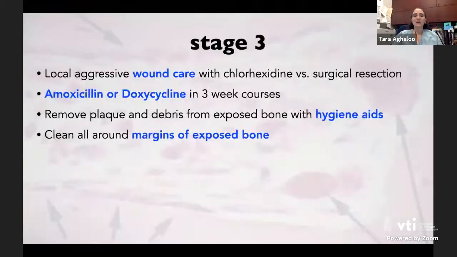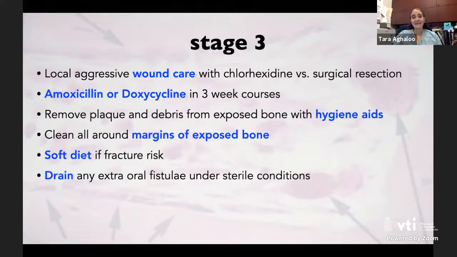And then, of course, stage 3, which is a little different. If it's not a mandible fracture, I will do the same procedure: the local aggressive wound care, the antibiotics, again, cleaning all around the area. But if they have a pathologic fracture, then we are going to need to treat it. So obviously, if the mandible is very thin, they're going to need to be on a soft diet because they're at risk for fracture, even just by eating.